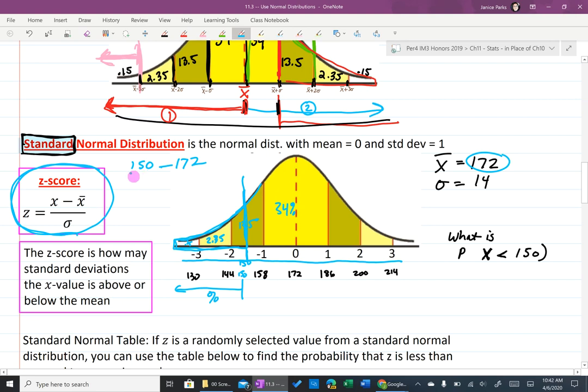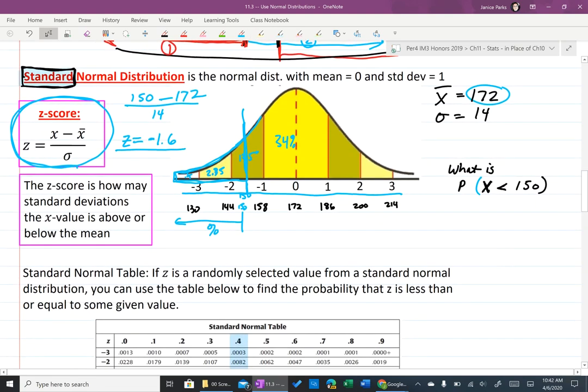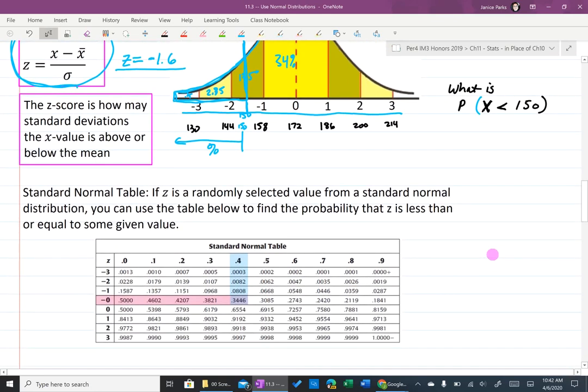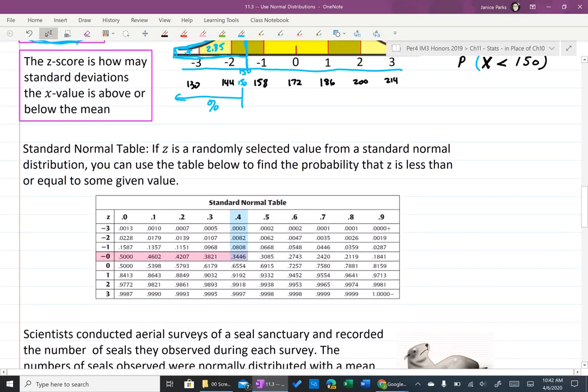So if I divide that by the standard deviation, which is 14, then my z-score is going to be, let me do this on the calculator, 150 minus 172 divided by 14. This is negative 1.57, but we're going to make it negative 1.6. Okay, that's the z-score. That doesn't mean that the probability is 1.6%. And it definitely can't be negative. So what we do is we look up that z-score in the table. This table is probably in your book. You can look it up online. It's called the standard normal table. Okay. And so we're going to look that up.